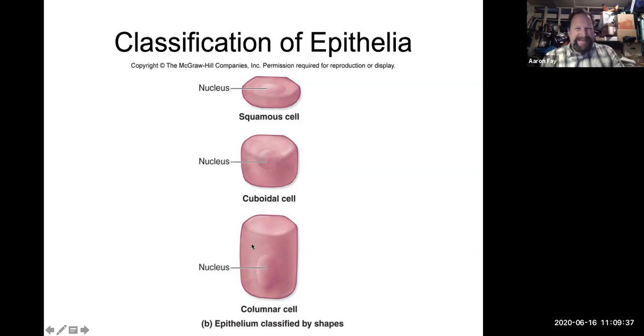So if you can't tell, is that a cube or is that a column? Look at the nucleus. Centrally located and round, that's cuboidal. If it's oval and near the basement membrane, that's columnar. That's how you tell the difference in those gray areas.